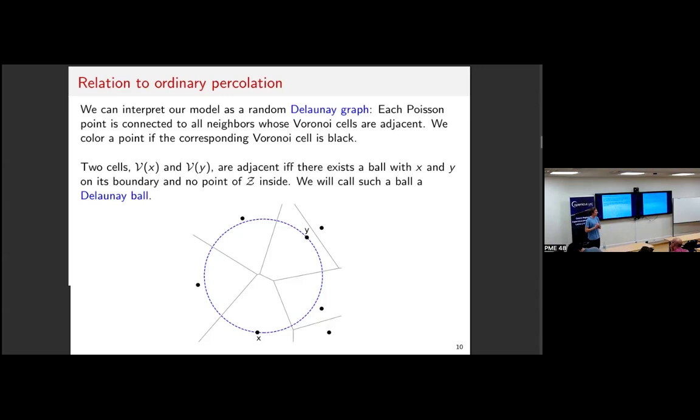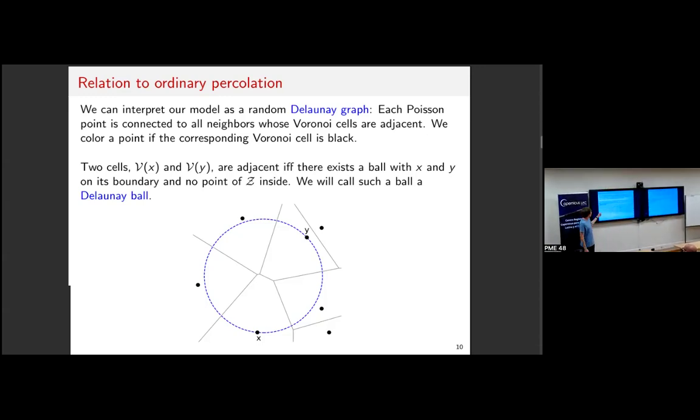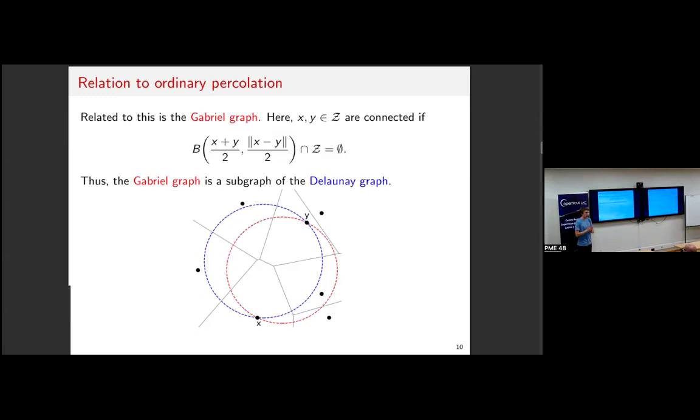But there exists a very simple related graph to this Delaunay graph, called the Gabriel graph. In the Gabriel graph, we fix one very specific Delaunay ball: the ball where the center is in between the points, and the two points are again on the boundary of the ball. Here the Gabriel ball is drawn in red. Now in this Gabriel graph, I connect two points if this Gabriel ball has no other point of the Poisson process inside. In this case, I would not connect X to Y because there's this point here blocking the connection.